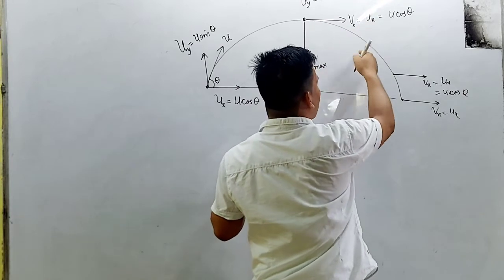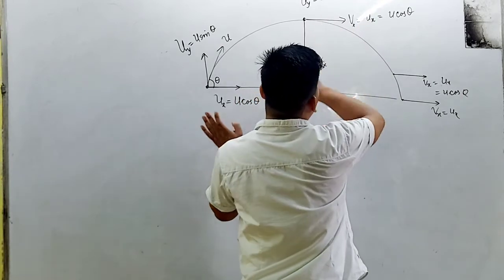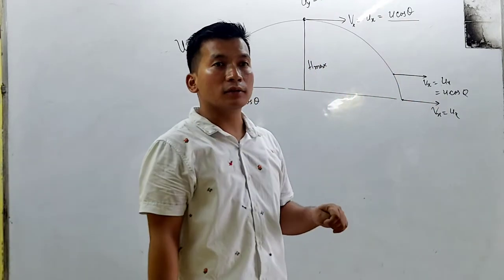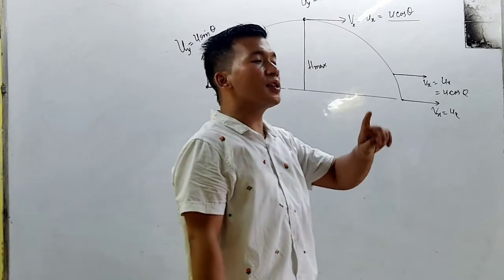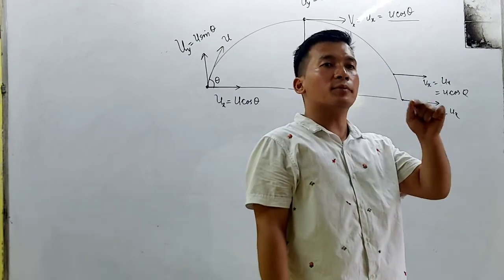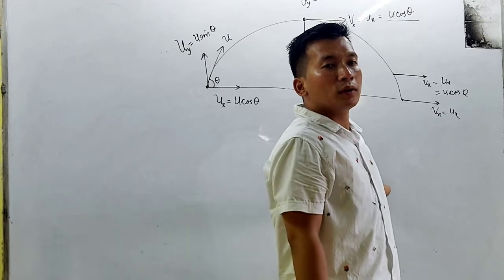So what is the velocity at the highest point for angular projection? It will be u cos of theta. This question is important. This question requires the concept of projectile as well as explosion, conservation of linear momentum.